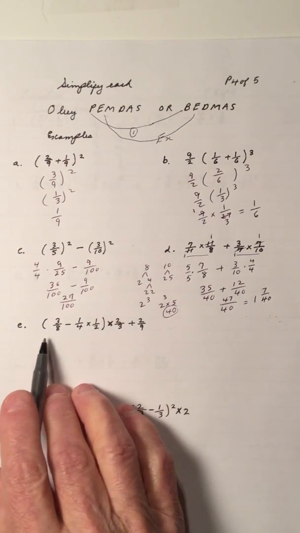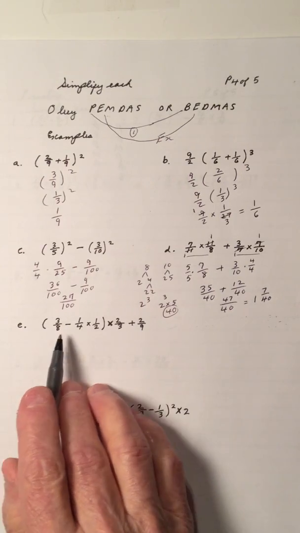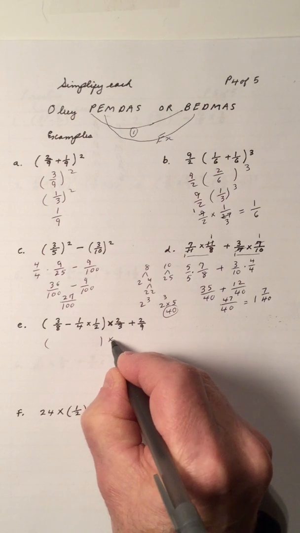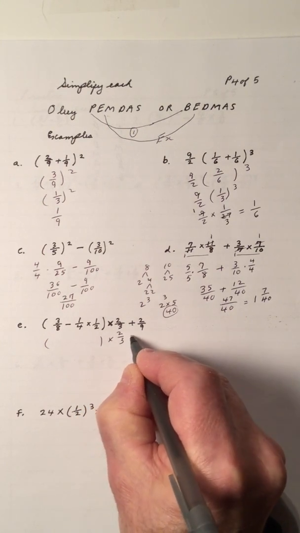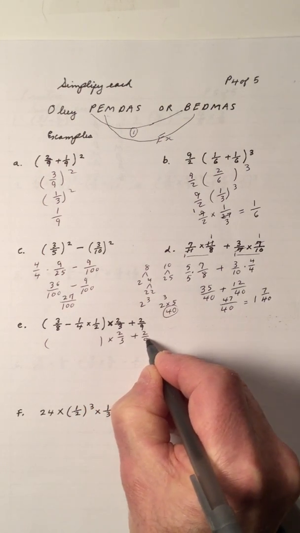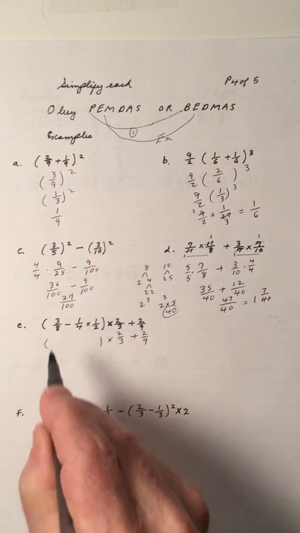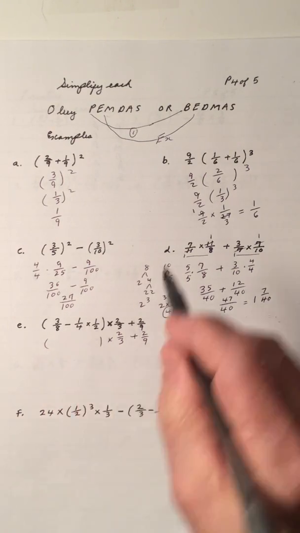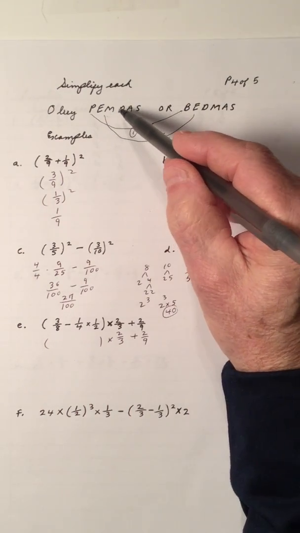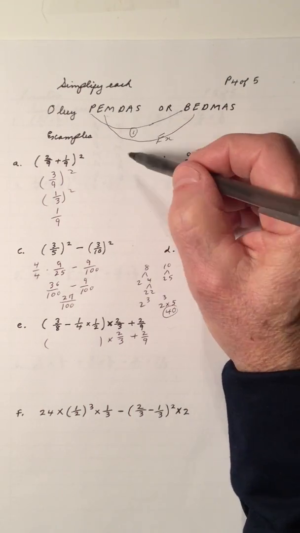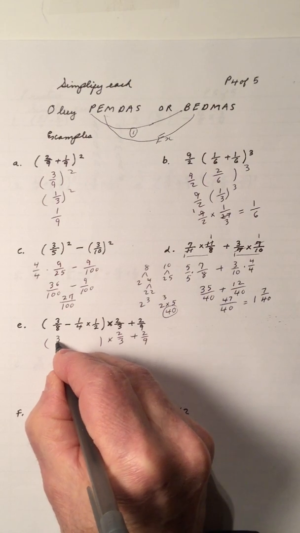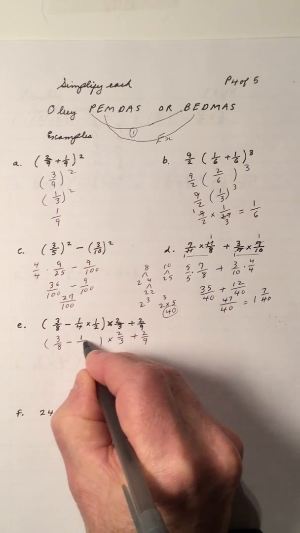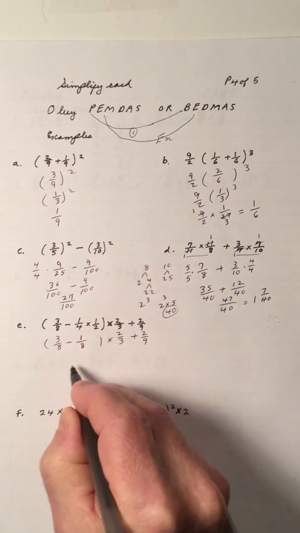E, working these out, I have to work the inside of the brackets first. So I'm going to write down the rest of the problem. That's what I do. I do one step at a time. Inside of here, I have a subtraction and a multiplication. So BEDMAS says I have to multiply or divide left to right before I add or subtract. So the 3/8, subtract, 1 times 1 is 1, 4 times 2 is 8.